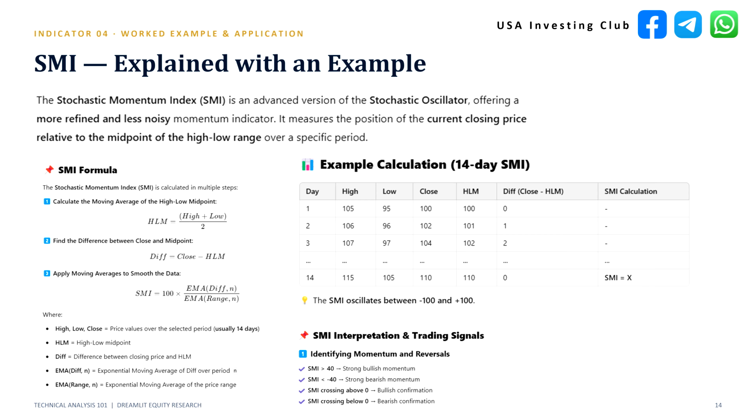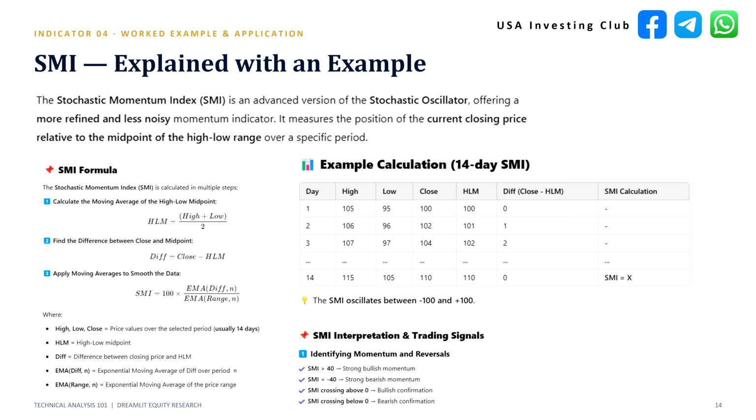Turning readings into judgment. 3 rules. Momentum and reversals. SMI above +40 signals strong bullish momentum. Below -40 signals strong bearish momentum, and a zero-line cross in either direction is read as confirmation of that same direction. Overbought and oversold. SMI above +70 is overbought, a potential sell signal. Below -70 is oversold, a potential buy signal.